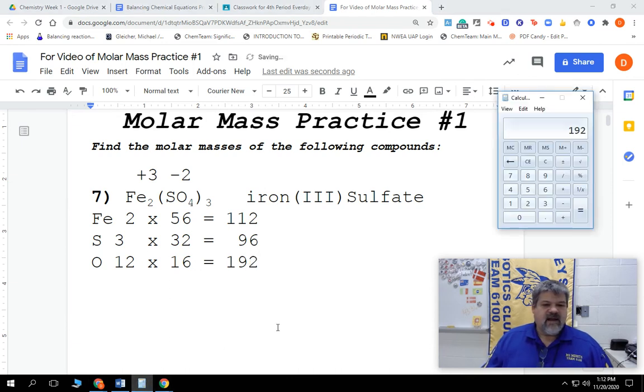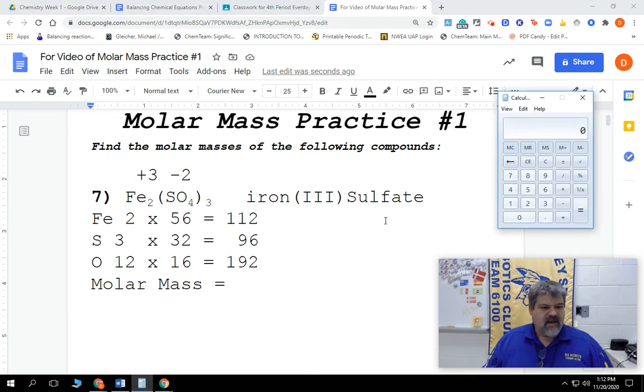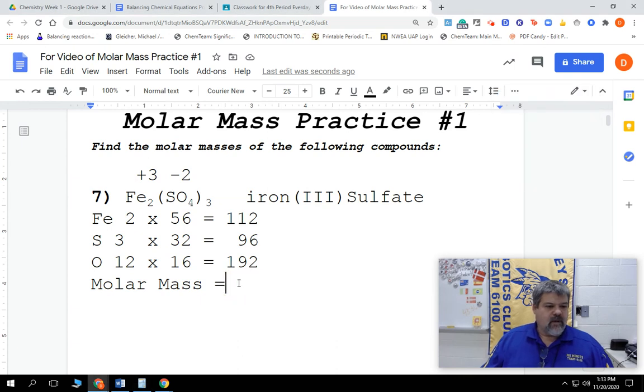And again, as always, I like to double check that. So 12 times 16 equals 192. So we're going to go ahead and total these up, and that will be our molar mass. So I like to get right in the words molar mass is going to equal a total of all of these. So we're going to add them up. So once we add them up, we're going to say 112 plus 96 plus 192, and that's going to equal 400. So our molar mass is going to be 400 grams for iron 3 sulfate.